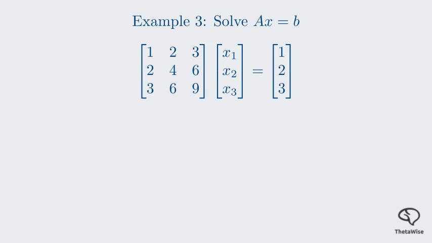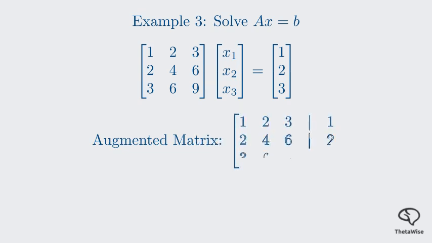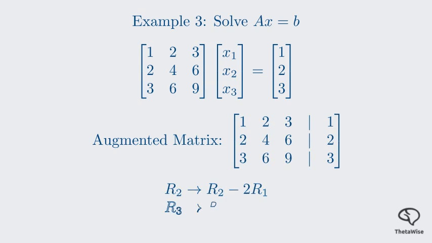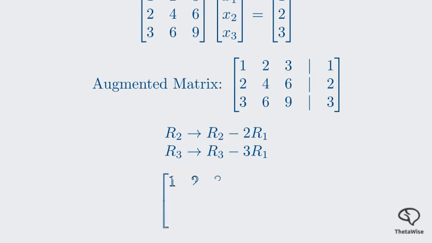Let's form the augmented matrix and perform row operations. The augmented matrix is [1, 2, 3, 1; 2, 4, 6, 2; 3, 6, 9, 3]. We'll replace row 2 with row 2 minus 2 times row 1, and row 3 with row 3 minus 3 times row 1. This gives us the matrix [1, 2, 3, 1; 0, 0, 0, 0; 0, 0, 0, 0]. The last 2 rows are all zeros. This indicates that we have infinitely many solutions.